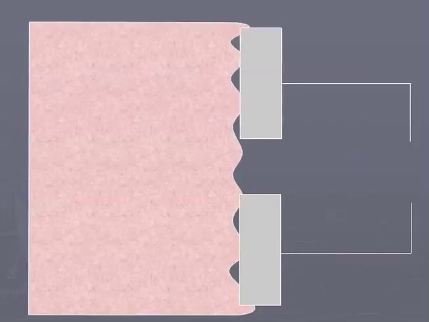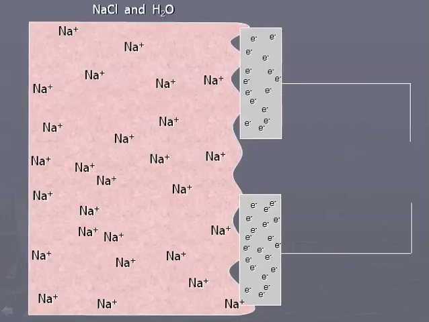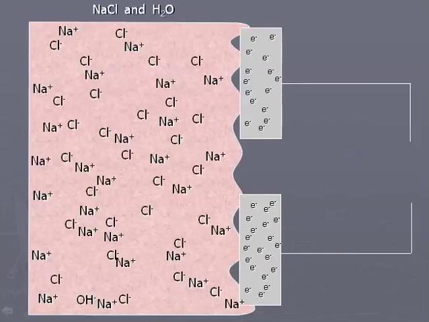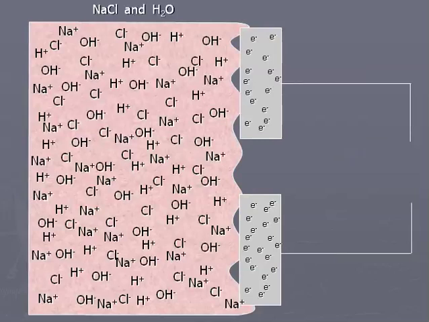Slide 26. Let's take a closer look at the electrode tissue interface. Let's apply the metal surface electrodes. The metal electrodes are full of electrons waiting to be used as current. In the tissue, sodium chloride, NaCl, and water, H2O, dissociate into sodium ions, Na+, chloride ions, Cl-, hydrogen ions, H+, and hydroxyl ions, OH-.